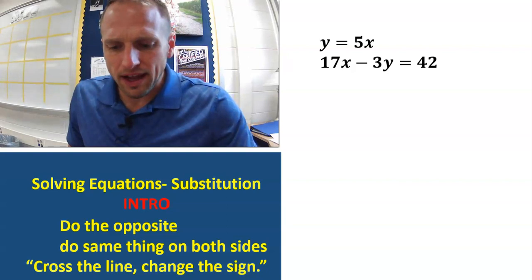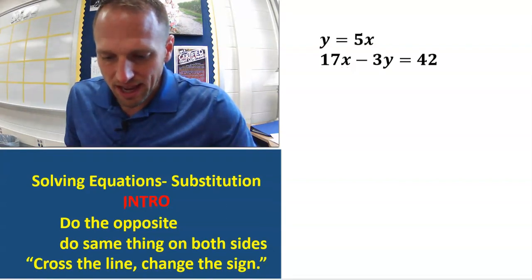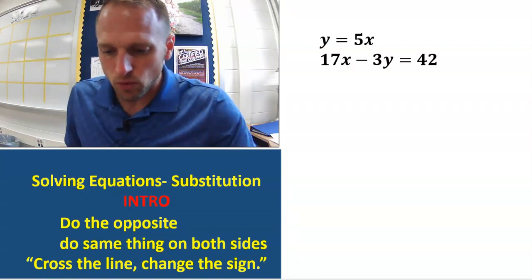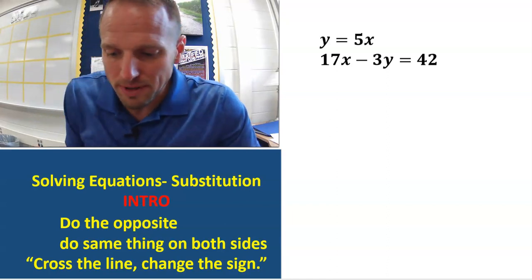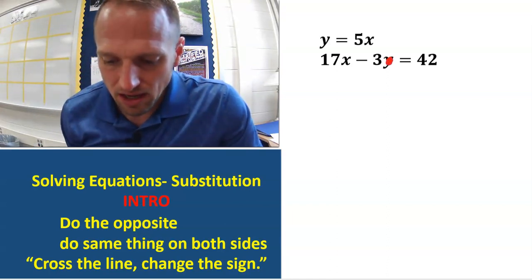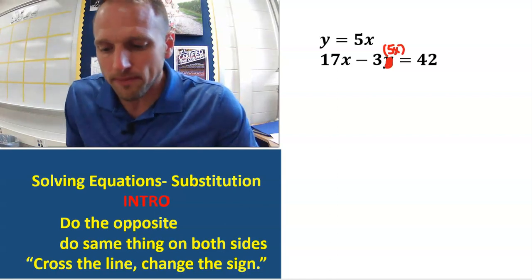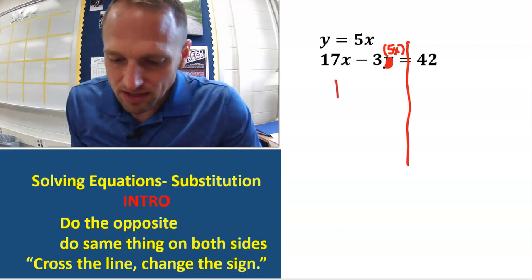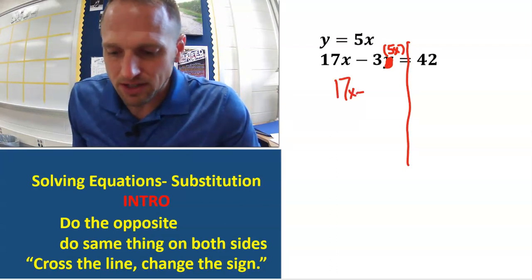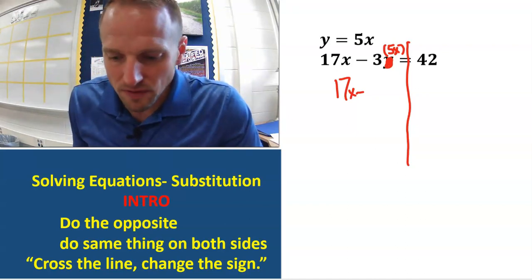Okay, so we've got y equals 5x and 17x minus 3y equals 42. This time I see y is the same thing as 5x, so let's come down here and again erase this y and substitute in 5x. Now let's simplify this. I've got 17x minus, well, what's 3 times 5x? 3 times 5x is 15x.